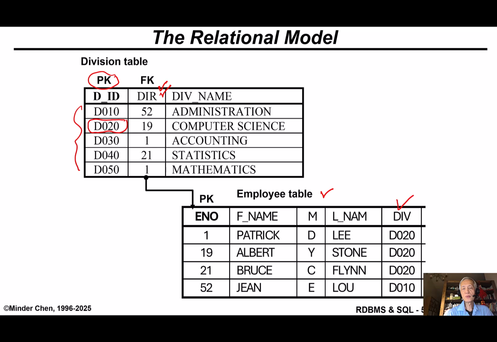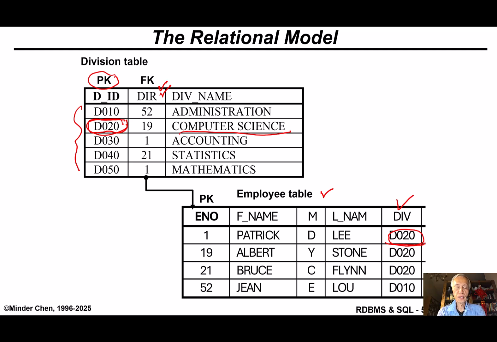And we can also find out, for instance, employee number 1 is working for division D020. So if you come back here, we know that's the computer science division over here.